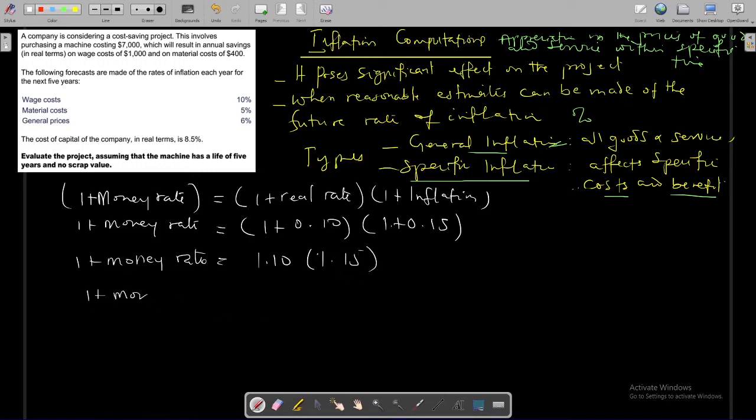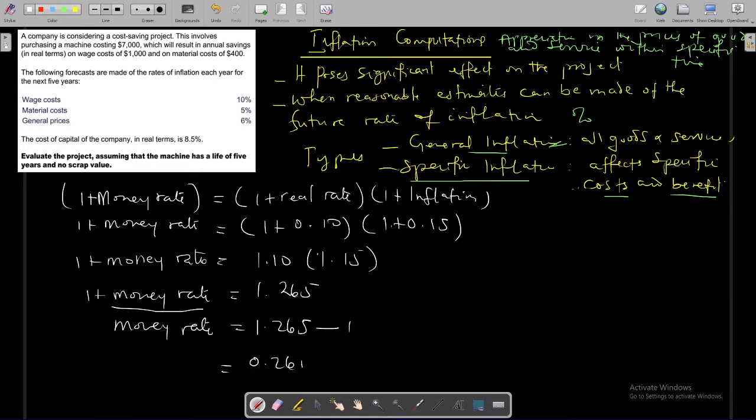So 1 plus the money rate is equal to 1.10 times 1.15, and that is going to give us 1.265. So if you want the money rate, then we have to group items. So the money rate is equal to 1.265 minus 1, which will give us 0.265 or 26.5%. So the money rate that includes inflation is 26.5%.